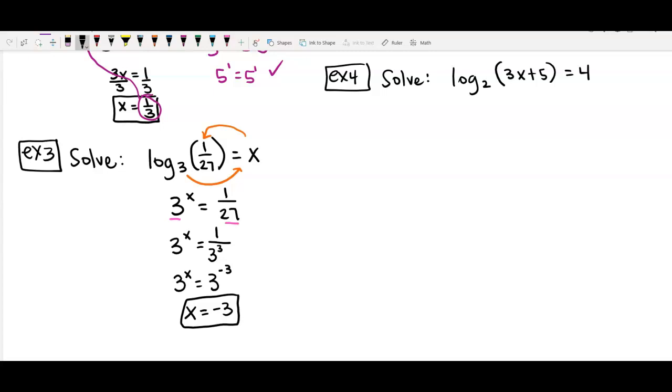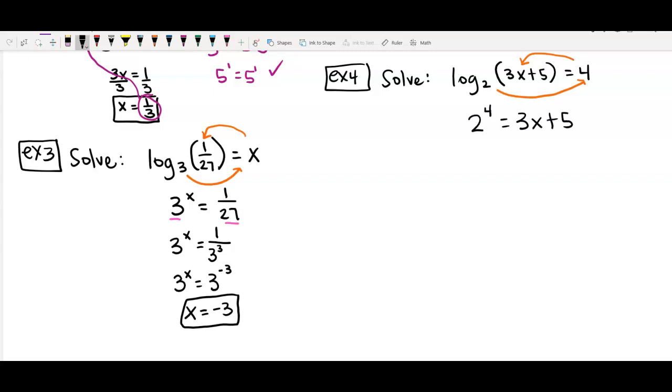Okay. And even though this looks a little bit different, we've got some x's and we've got an add sign in there, we're still going to start it off the same way. Change it to exponential form. So 2 to this power equals all of this stuff inside, right? All of that. So we've got 2 to the 4th power equals 3x plus 5.